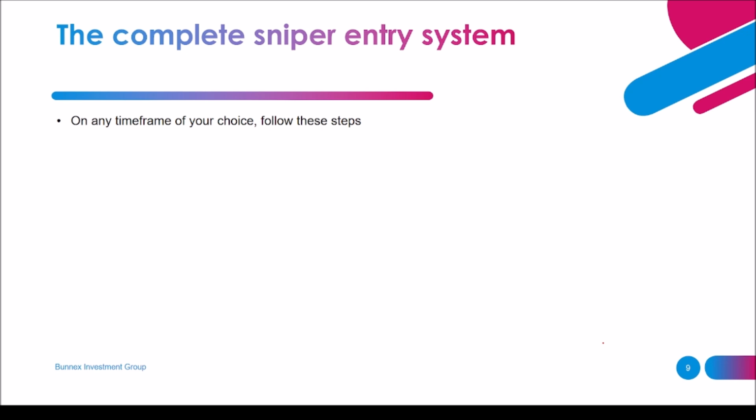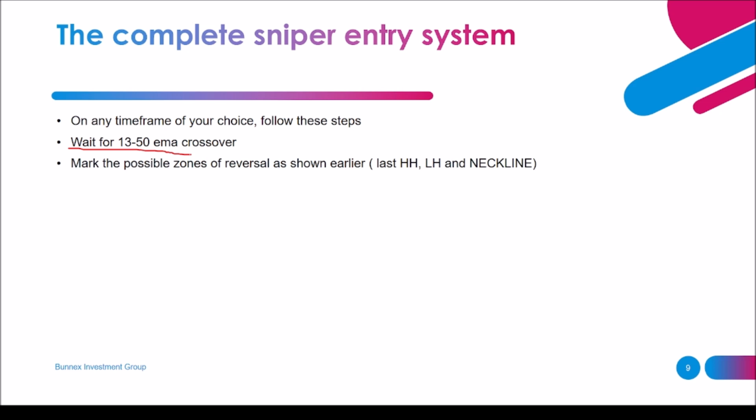So in summary, on any time frame of your choice, you will need to follow these steps. The first one is to wait and see a 13/50 EMA crossover. Mind you, these are applied to the closing prices of candlesticks. Then mark the possible zones of reversal as shown earlier. That is the last higher high, last lower low, or the neckline, or the last lower high, last lower low, or the neckline. You have to mark them all.